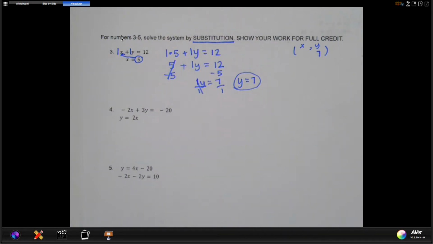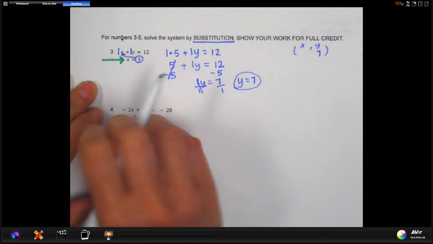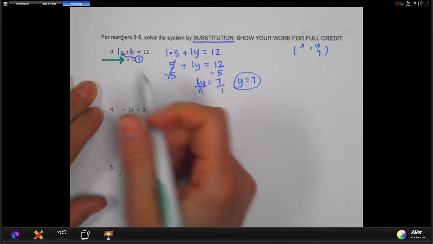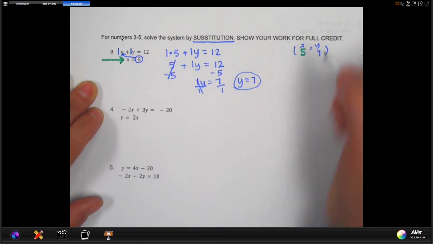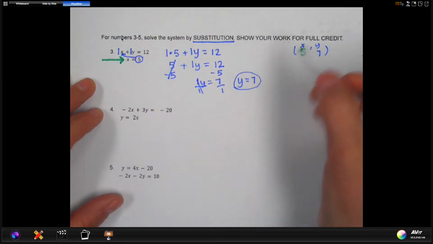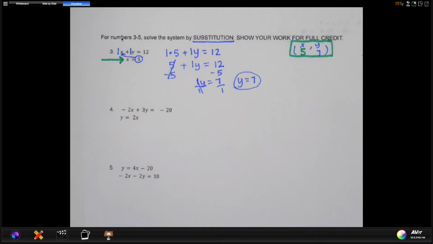Now, how do you go back and get the first? You can use either equation, but my advice to you is to go back to the original equation that you started with. So I'm going to go back to that x equal 5 equation and see if there's anything I have to do. In this case, it literally tells you x equal 5. There's nothing else to do there. So the answer is 5 for x, and this is the final answer to our system. It crosses at 5, 7. Okay, so that's the first kind.